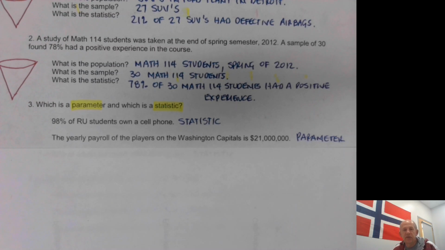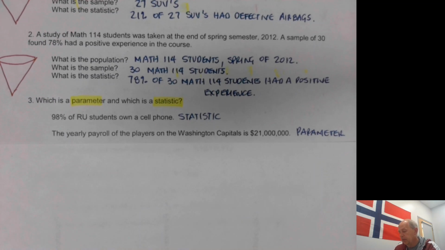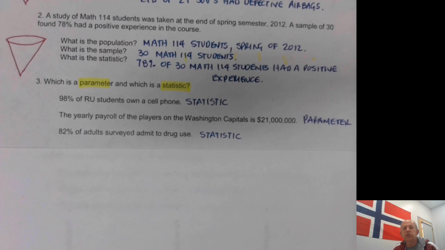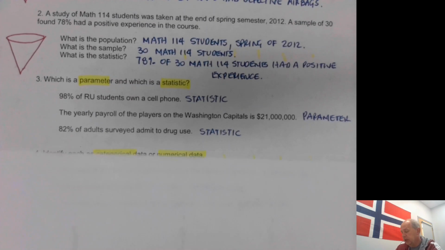If I would have said 40% of the salary cap goes to the goaltenders, that would be a statistic, but we're looking at all of the players and their payroll. 82% of adults surveyed admit to drug use. That is a statistic. That is not 100% of the adults, but 82% would be a statistic.